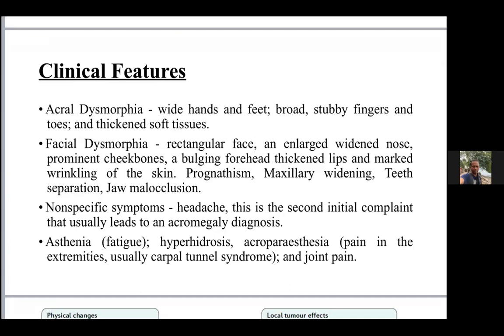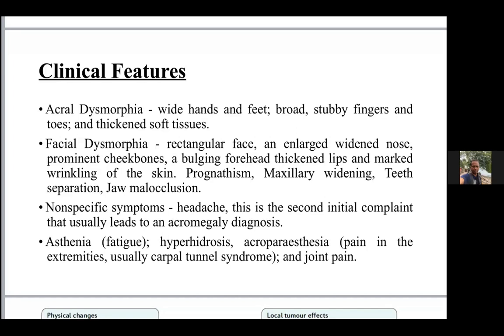skin. The jaw protrudes forward, what we call prognathism, and maxillary widening. The maxilla is widened, and there is teeth separation, because the jaw and the maxilla are increasing in size. The teeth do not increase in size but remain the same size, so they get separated from each other, causing widening between the teeth. That is, there's teeth separation and jaw malocclusion. The lower jaw protrudes forward, so when you close the mouth there is a malocclusion of the jaw.